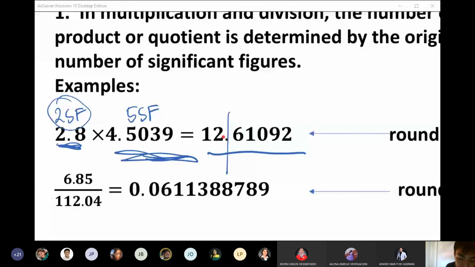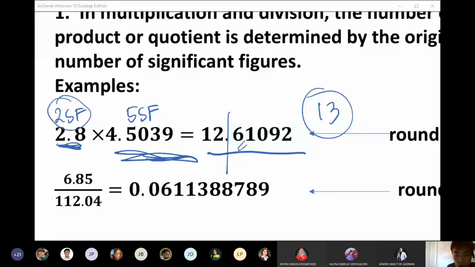Sir, what about the number on the other side? Okay. So if you have a number on the right side, you have to consider it. If that number is 5 and above, that means you have to round it up. If that number is 4 and below, you round it down or you just disregard that. So to write this in correct significant figures, we round it up to 13. The final answer for that one is 13 because of this 6.